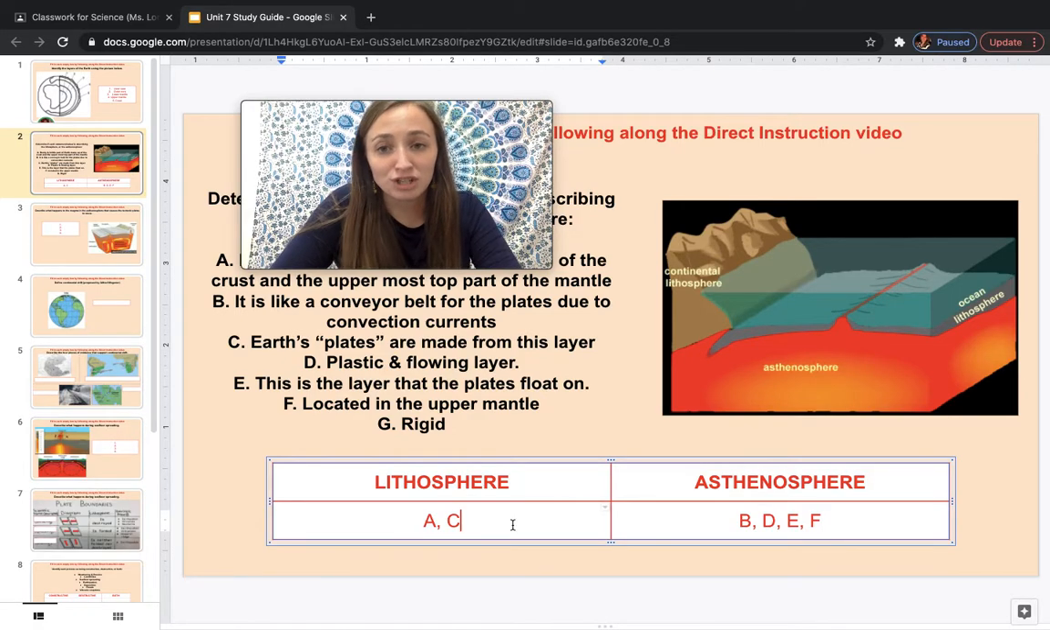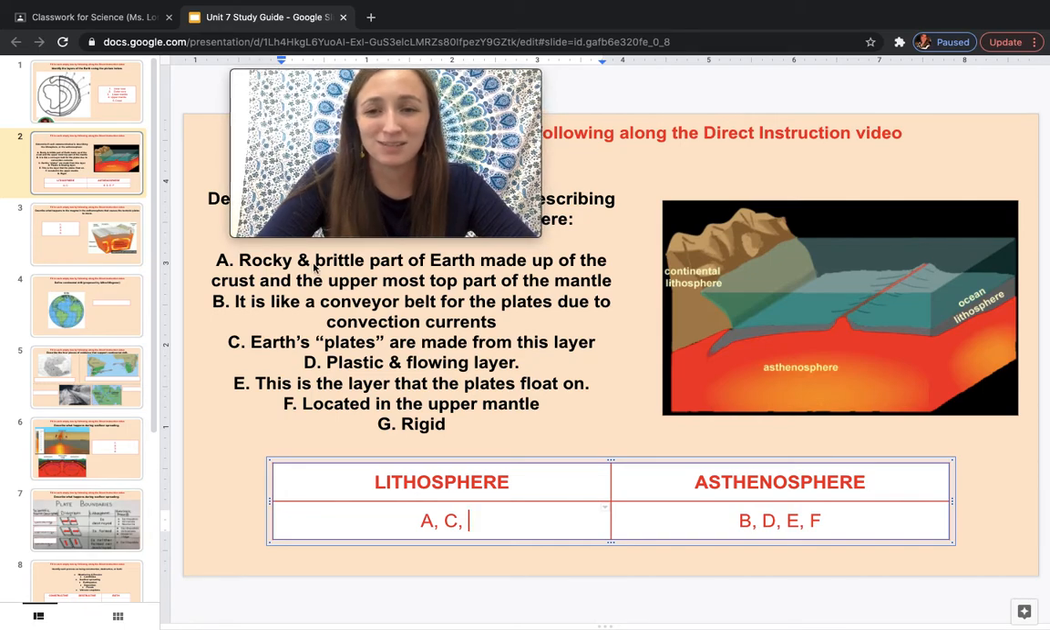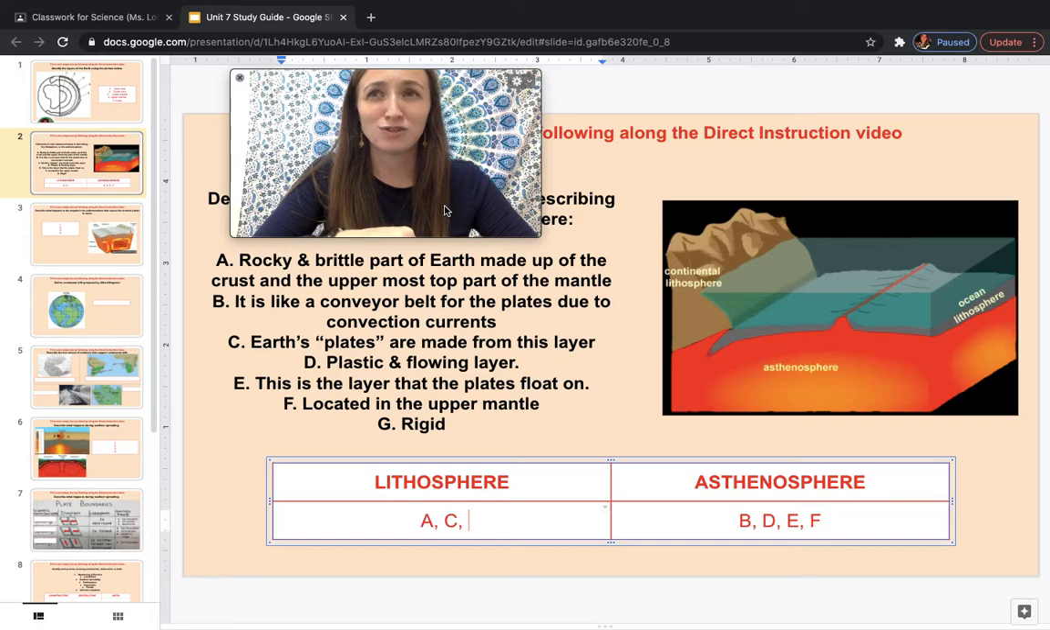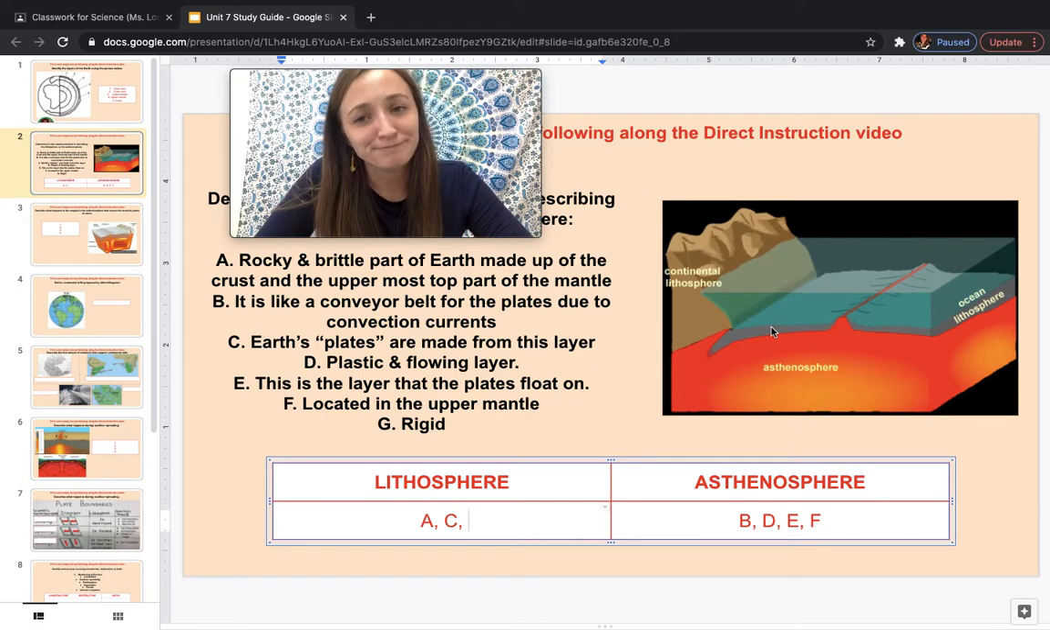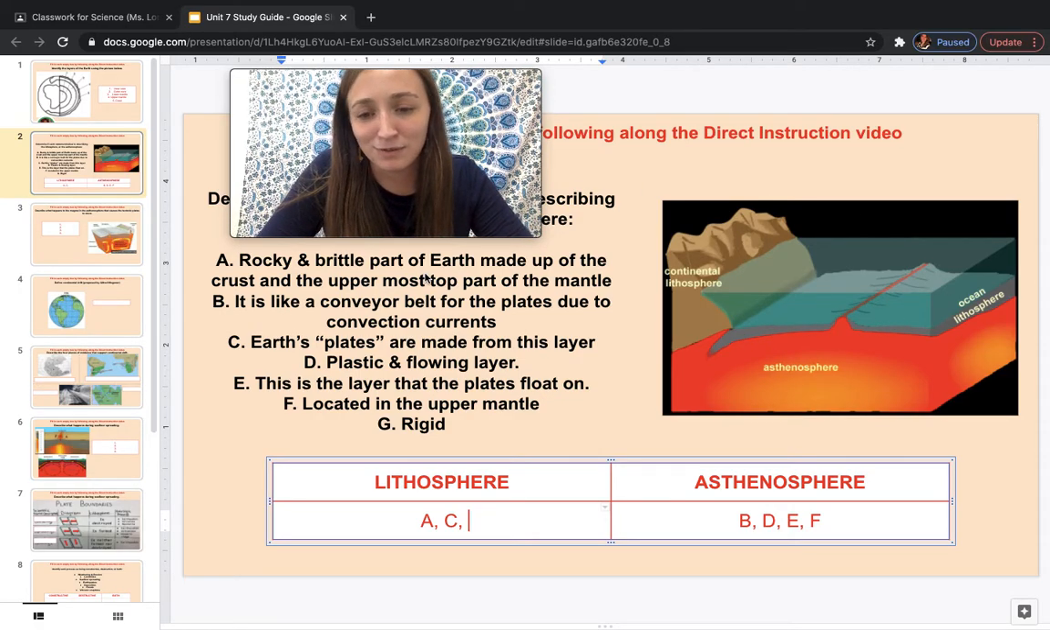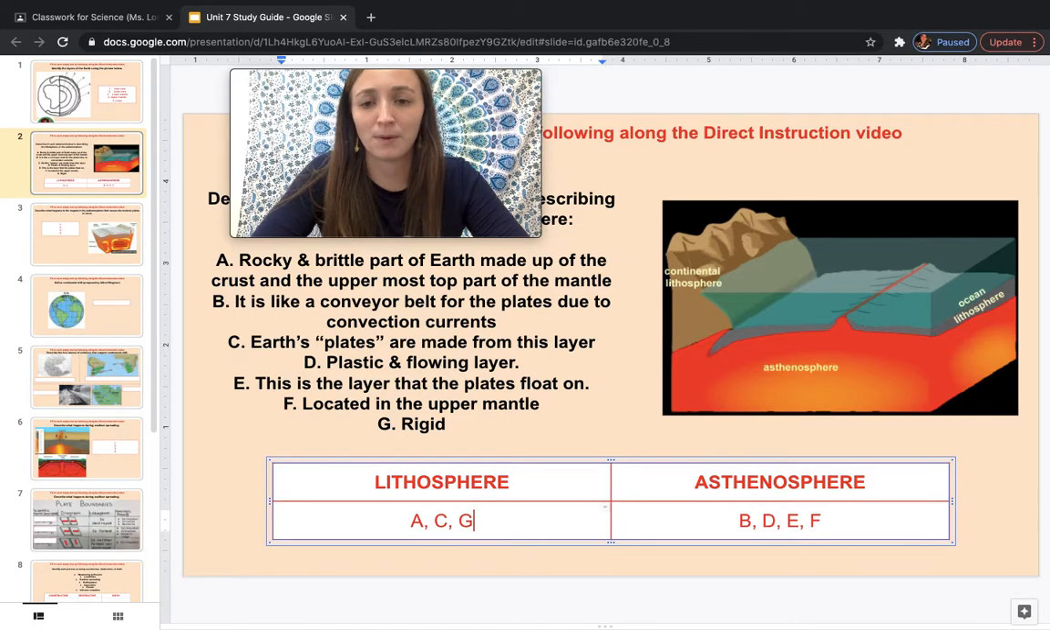G says rigid. Rigid is pretty much saying the same thing as up here where it says rocky and brittle. It's rough. You can think of a super old, dry, stale cookie, how it's rough and brittle and it's hard to break sometimes. That is the same thing as a lithosphere. So G, rigid. There we go.